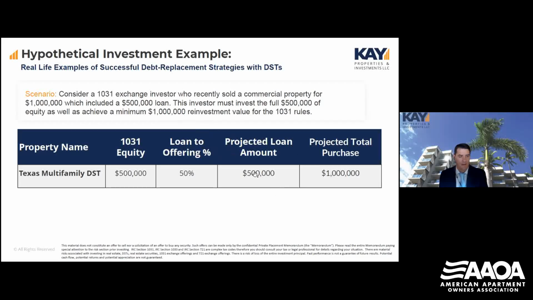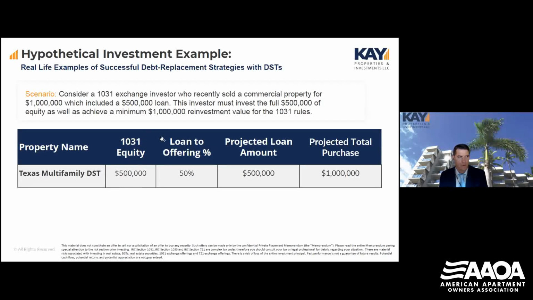So looking at this table here, I think it's helpful to orient you to this table because we'll use it in some subsequent slides. In the left column, we've got the property name, for example, the Texas multifamily DST, the 1031 equity being invested. Here, this is $500,000. Basically, in the scenario, the property was sold for $1 million, $500,000 loan, right? So at the sale, $500,000 went back to the lender, and $500,000 went to the qualified intermediary. Now, with the $500,000 at the qualified intermediary, you need to buy $1 million worth of real estate.